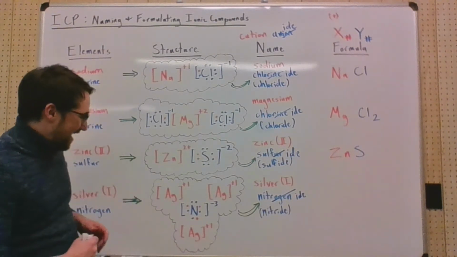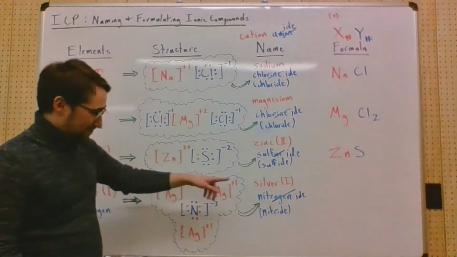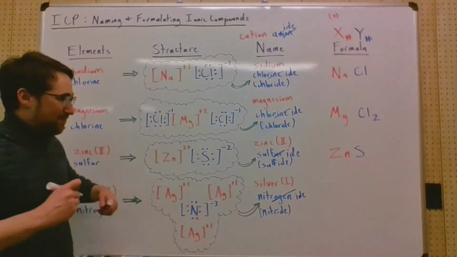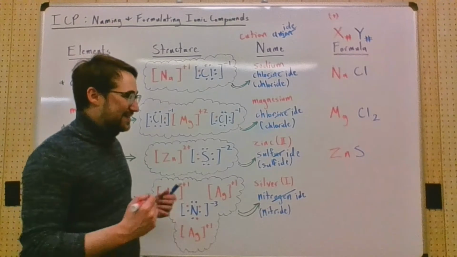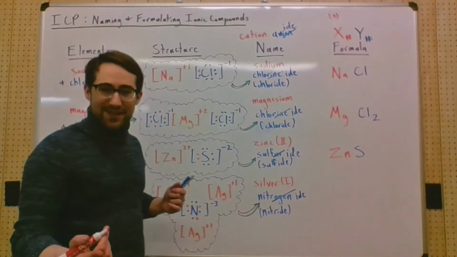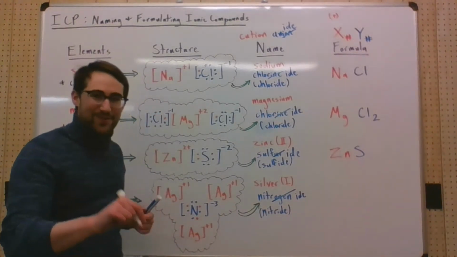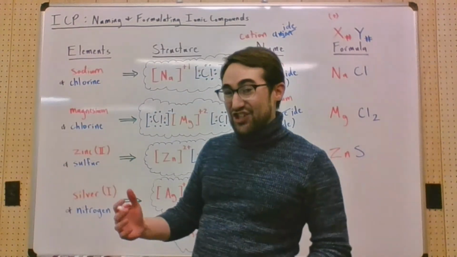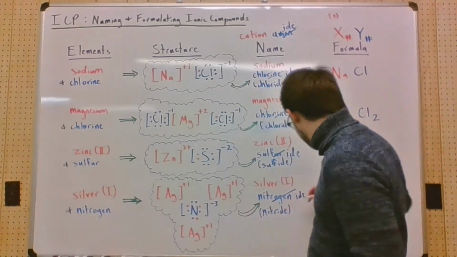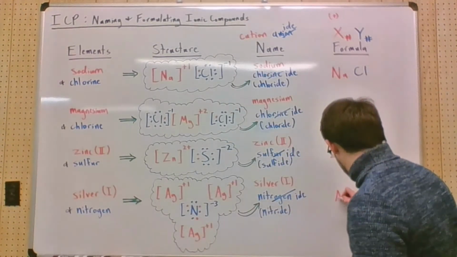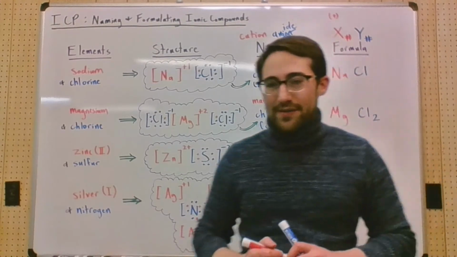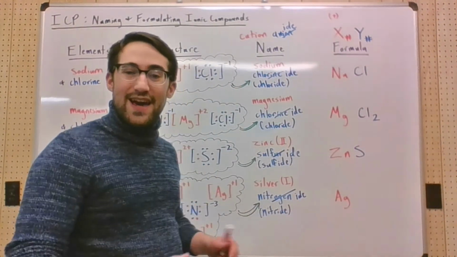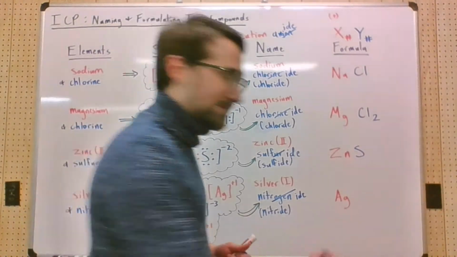So down here I've got silver nitride, silver Roman numeral 1 nitride to be exact. So my positive thing is my silver. I'm going to write its symbol. Now, you have to be careful with some of these. Make sure you check it on the periodic table. Some of them have weird symbols. So silver is not something with an S. It's Ag, which is kind of weird. So Ag.